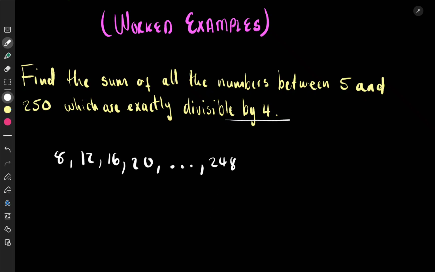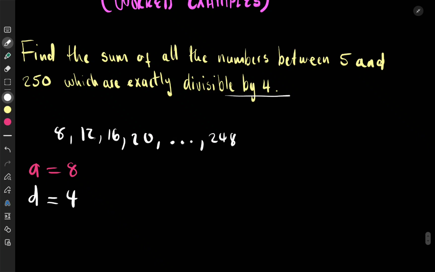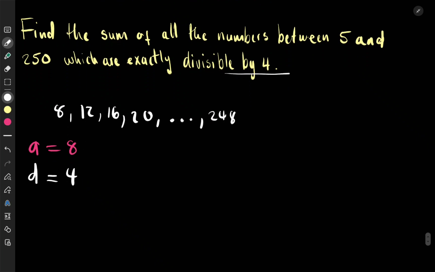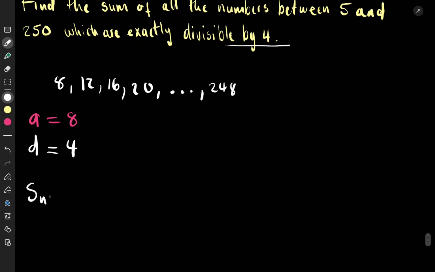So anyway, I know that this is my A. So let's say I have put the series. I can say that my A is equal to 8. And I already know that this is an AP, and I know my D is 4 because they're exactly divisible by 4. You can do it, 12 minus 8 or whatever, you still get it. Now, first I have to find what term number this is. So I can say Tn is equal to, for an AP, A plus (n minus 1)D, right?